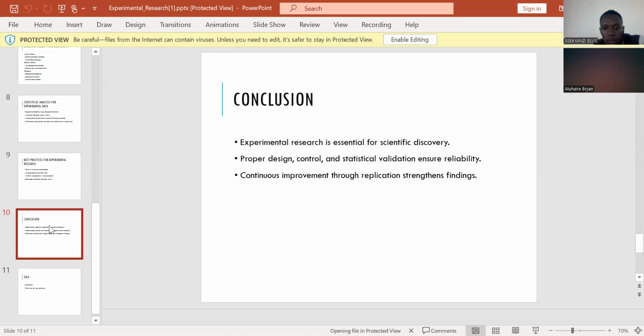Yes, to begin with, we know that experimental research plays a vital role in advancing knowledge by allowing researchers to determine the different cause and effect relationships through controlled testing and manipulation of variables. Yes, we also know that proper design, control, and statistical validation ensure reliability, and continuous improvement through replication strengthens findings.